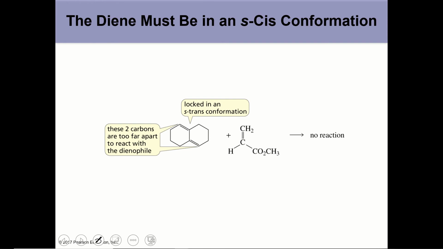Okay? In addition, if the diene is part of a ring and it's in the s-trans form in the ring, then it cannot rotate and it's locked in that s-trans conformation, you'll get no reaction. And I've actually seen that on the ACS test, where they present you with a diene in a ring that has the s-trans conformation. Rotation is not possible. And so the correct answer to the multiple choice question is no reaction.